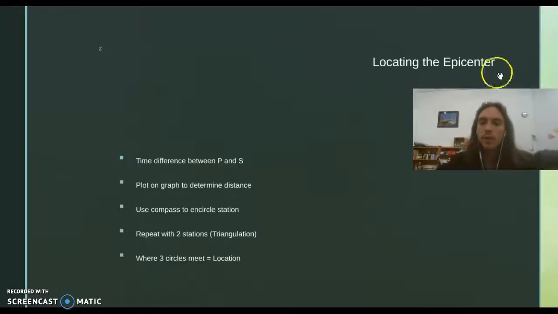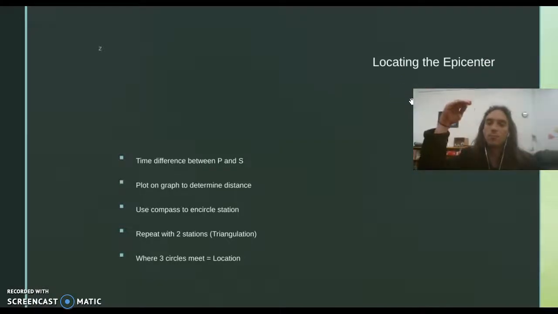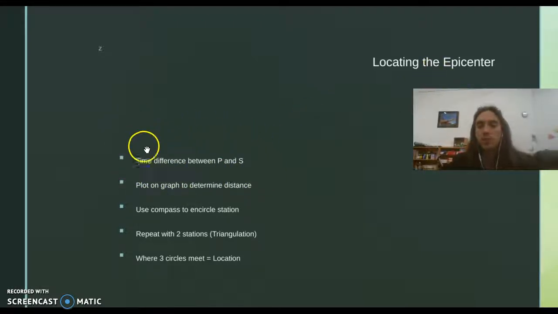So how we locate the epicenter, where the energy hits the surface right above the focus, which the focus is the point underneath of the surface where the earthquake originates. Remember that. So how we do that is we have time differences between P and S waves because P waves are faster than S waves. We can plot those differences on a graph to determine the distance away that this earthquake may be.